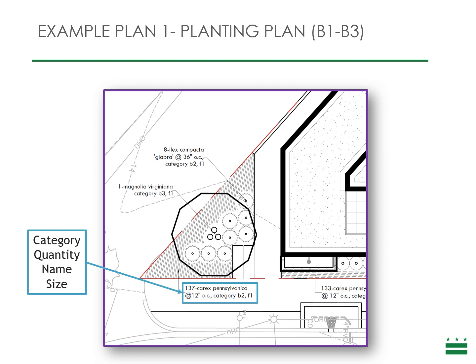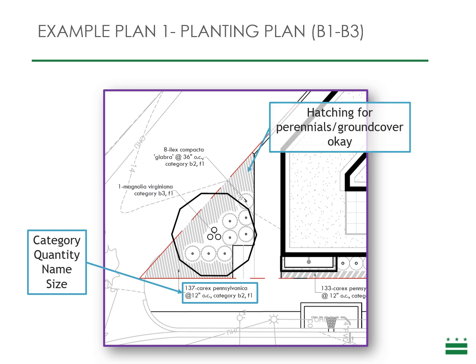The tree is that magnolia that we saw earlier, and it is a V3 tree, and it also is native. We also show the carex, 137 of them here, shown 12 inches off center, as a category B2 and F1.